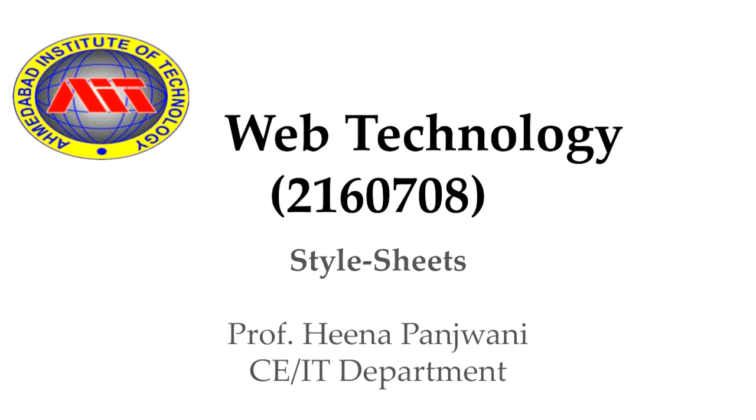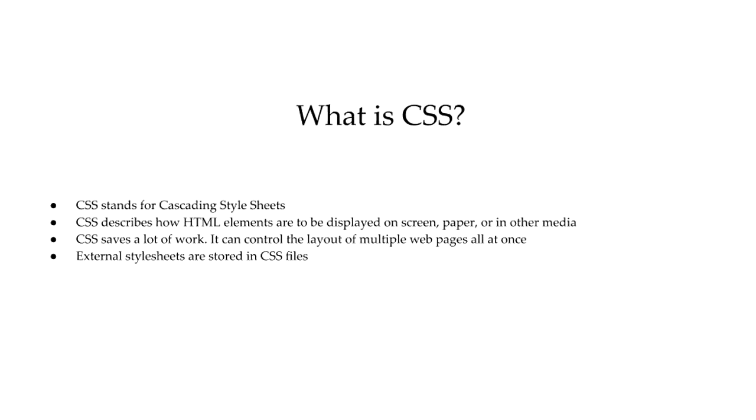Today we will learn about CSS types and CSS selectors in this video. Let's start. Now, what is CSS? CSS stands for Cascading Style Sheets. CSS describes how HTML elements are to be displayed on screen, paper or in other media. CSS saves a lot of work. It can control the layout of multiple web pages all at once. External style sheets are stored in CSS files.